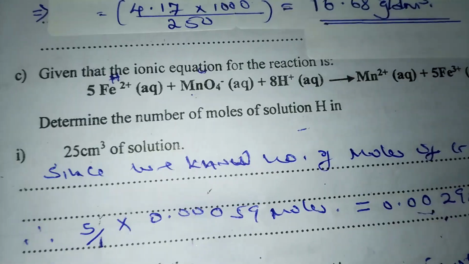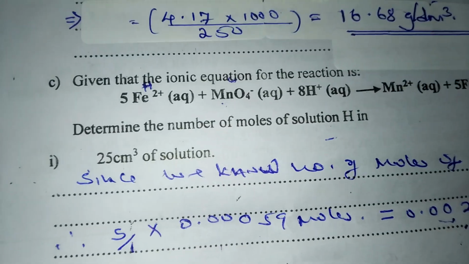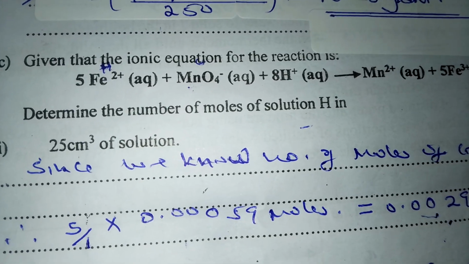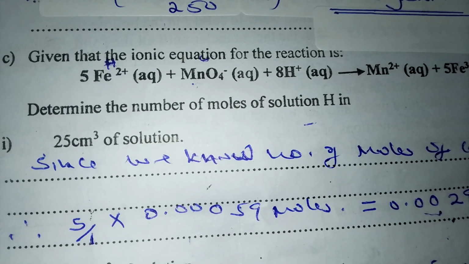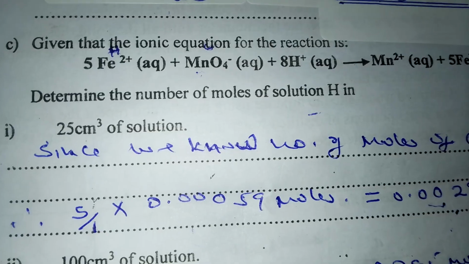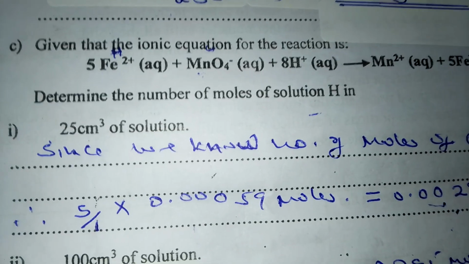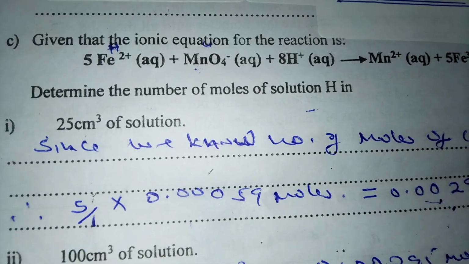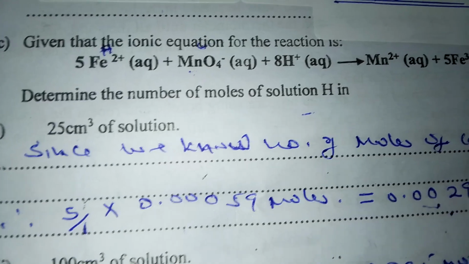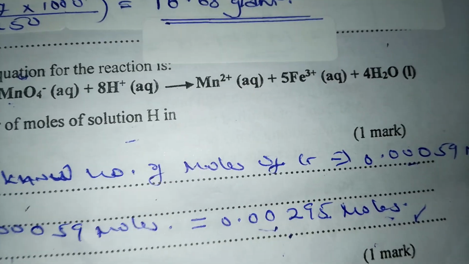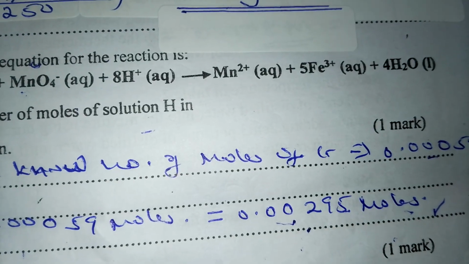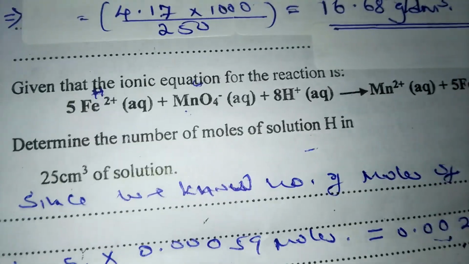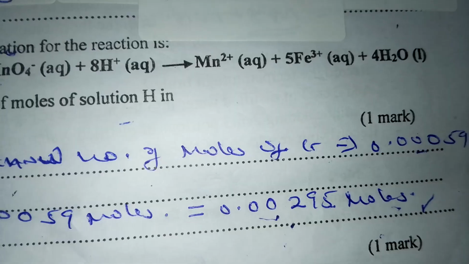Then we also did part C. Given that the ionic equation for the reaction is iron 2, then potassium permanganate in ionic form, it is written that way, and then hydrogen was also given out. On the reactant side, as you can see, those were the reactants, and those were the products. Always remember to write the states of each product you get, and also on the reactant side. So this is the reactant side, and on the other side it is the product side.